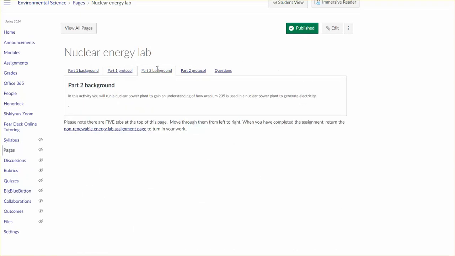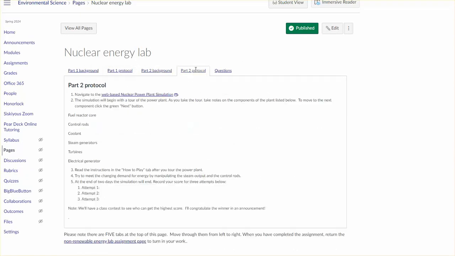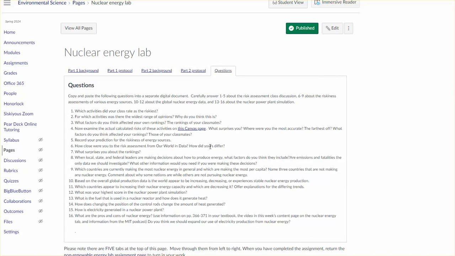For part 2, you're going to run a simulation of a nuclear power plant. So you're going to be the operator. You are going to move the control rods and see if you can meet energy demand when it's high and then decrease your output when it's low. And the simulation is going to give you a score, and we're going to see who in the class has the best record as a nuclear power plant operator.